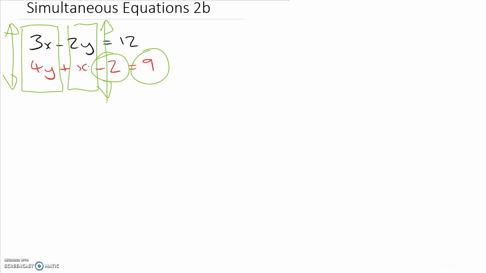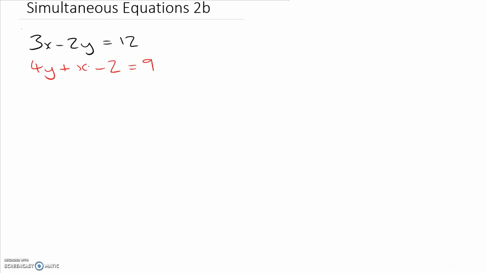I think we need to do a bit of work before we can start. We need to get things into the same sort of format that we're used to. So we need to jiggle that second equation round. Let's call that equation 2. Let's call that equation 1.